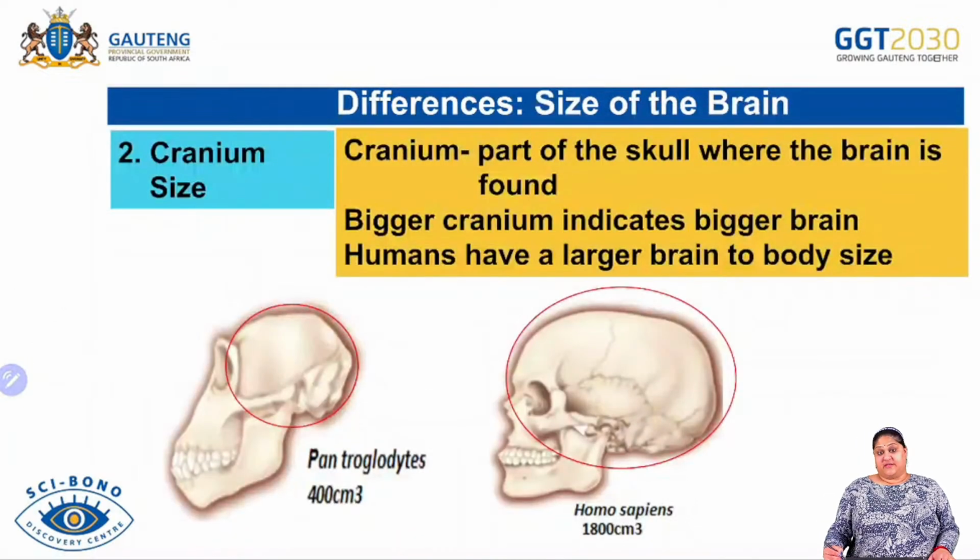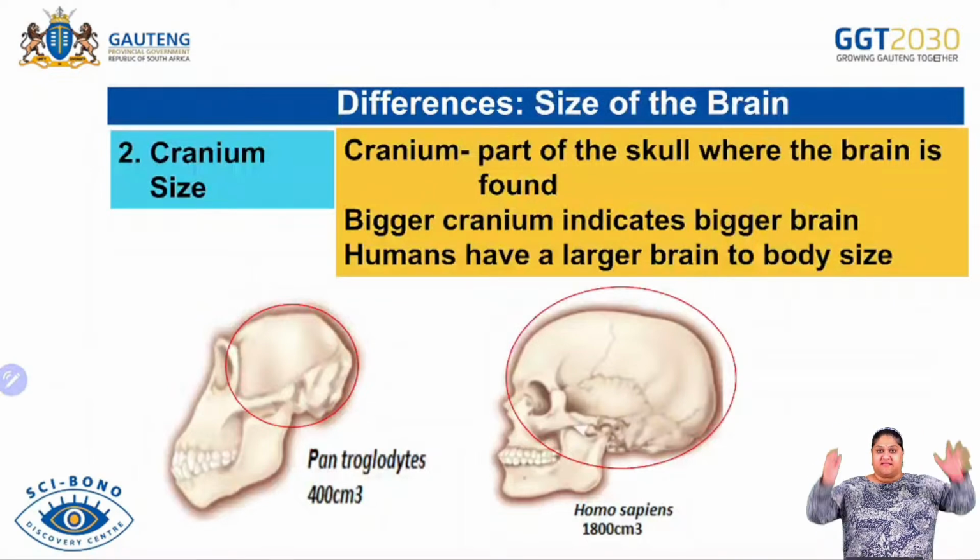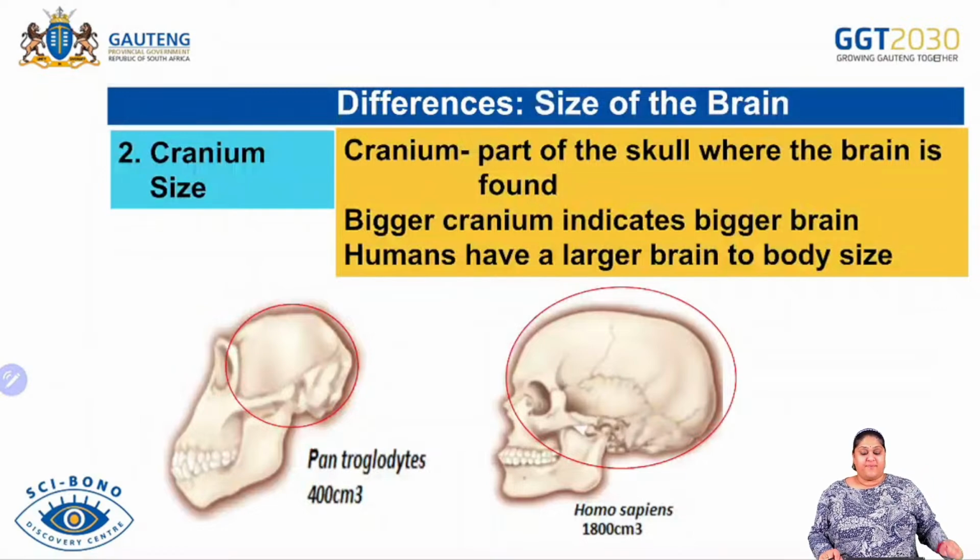Now we move on to the size of the brain and the cranium size. So what is the cranium? The cranium is this one here. It's the part of the skull where the brain is found. This whole part is the skull. All these bones, the facial bones, the jaw, plus the cranium, that is the skull. But the cranium is only this portion here, which is going to house the brain. The bigger cranium indicates a bigger brain, and humans have a larger brain to body size.